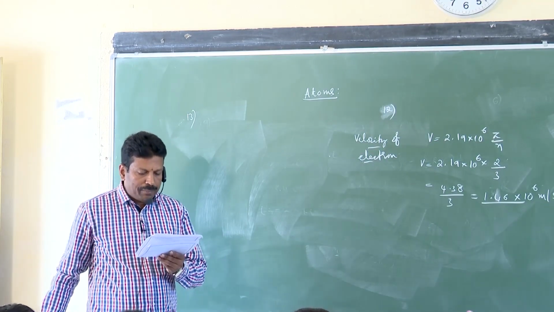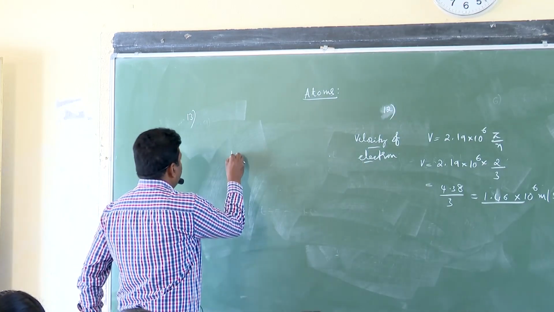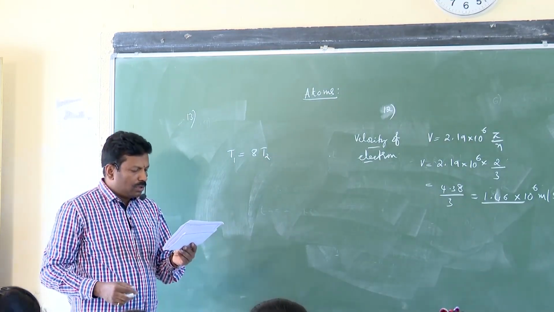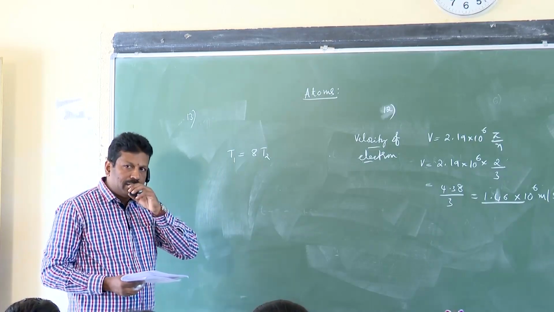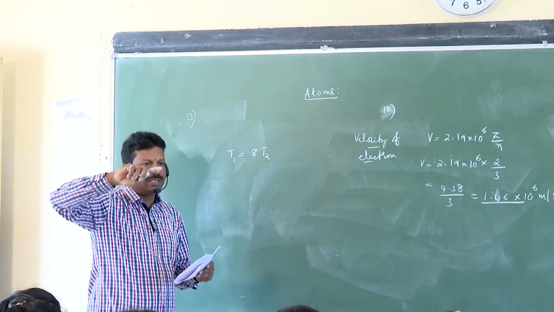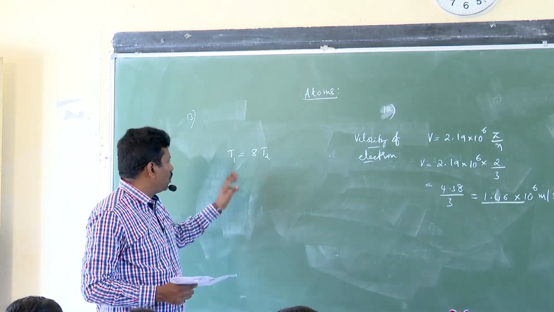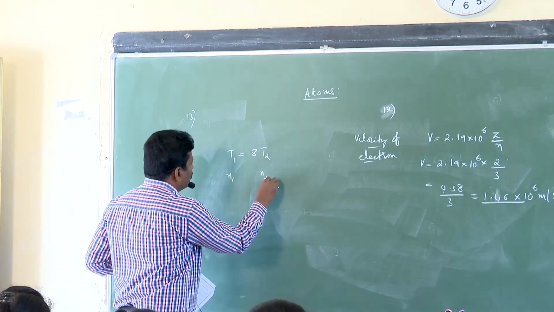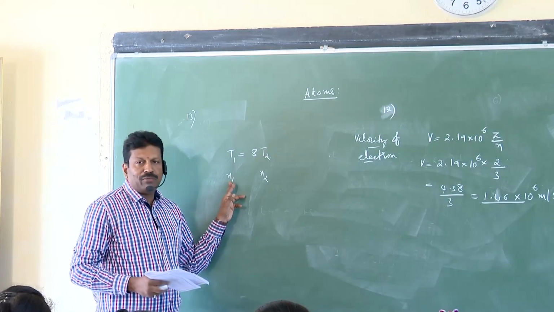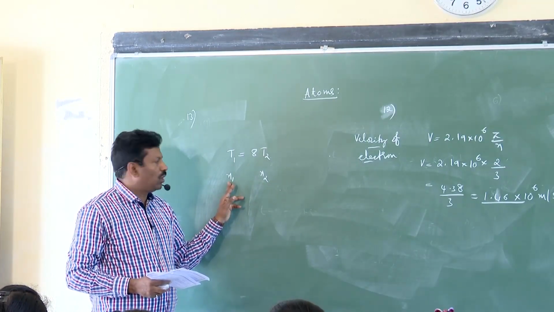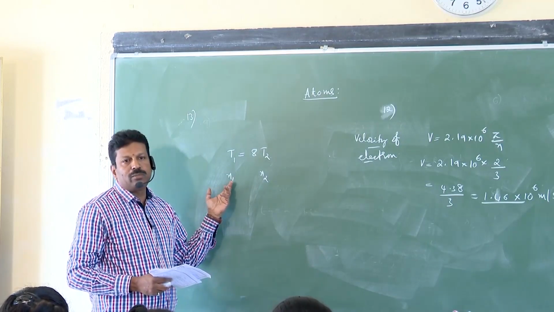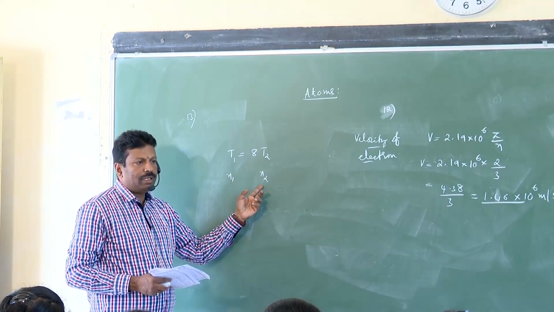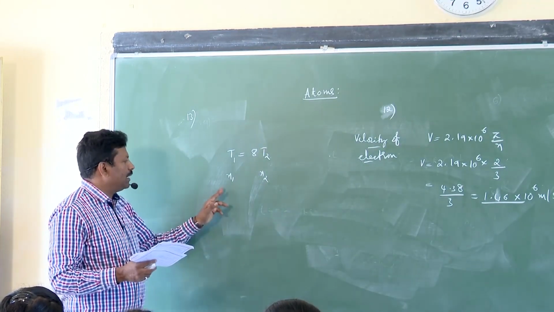So they have given the time period of the electron in the initial state. So T1 is 8 times T2, right? So the time period of the electron means, you know what is time period? Time taken to go around the nucleus, that's called time period. So this is the N1 state and this is the N2 state, right? So it goes from N1 to N2 state. The time period in the N1 state, it could be any number, is 8 times the time period in the N2 state. So with this data, we'll have to find out what N1 and N2 are.